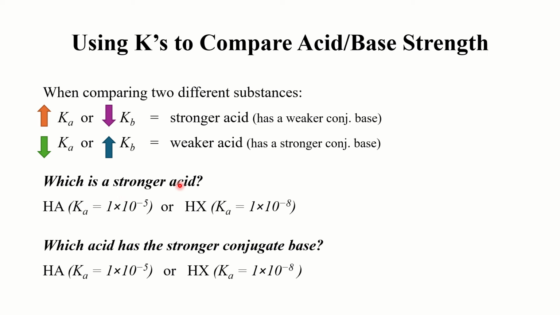And the first one, you should note that HA is a stronger acid than HX because the Ka value for HA is larger. Then second question, which acid has the stronger conjugate base? The answer here would be HX. HX would have the stronger conjugate base. Remember that if you have the smaller Ka value, you're going to have the bigger Kb value, and thus you will have the stronger conjugate base.